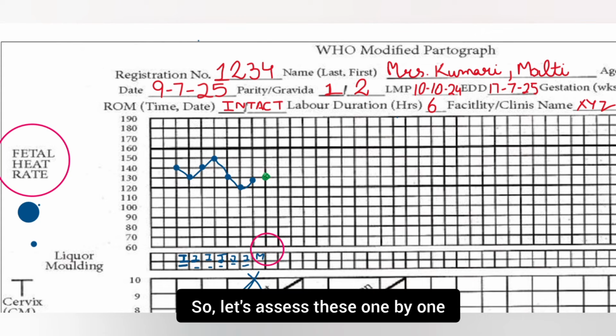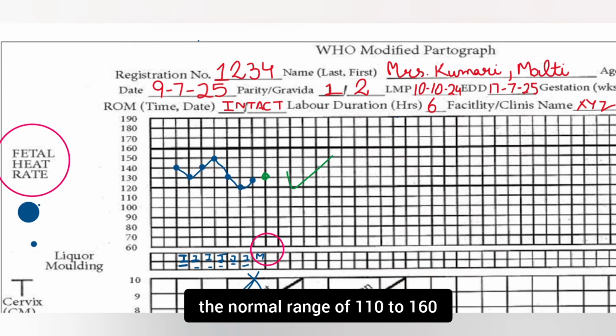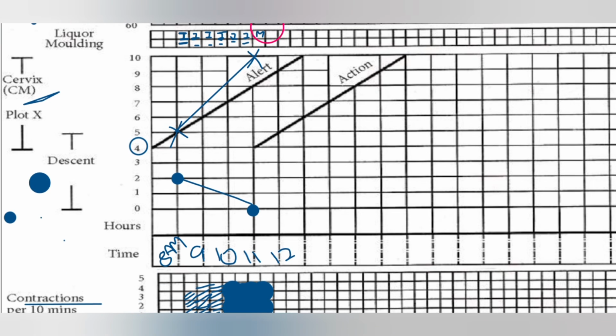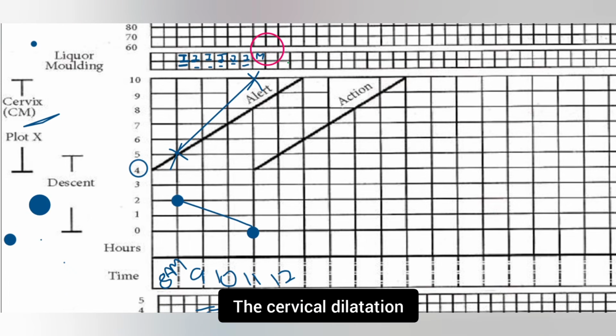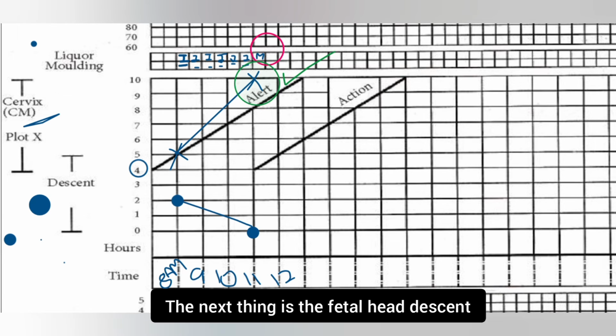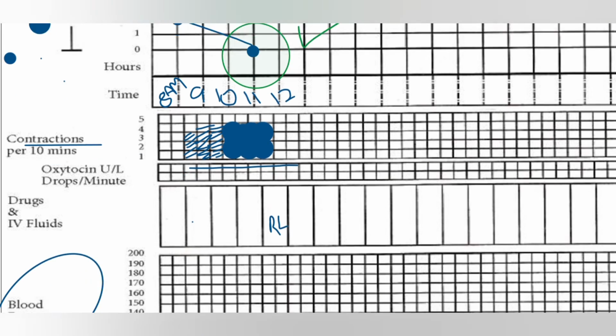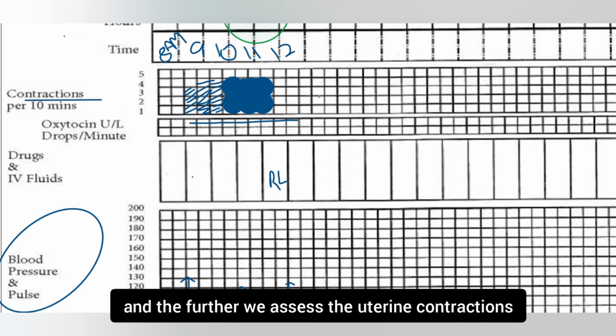So let's assess these one by one. See, the fetal heart rate remained well within the normal range of 110 to 160. The cervical dilatation, if we talk about, it was fully dilated at 10 centimeters. So this is also good. The next thing is the fetal head descent. The fetal head was also well descended and not palpable abdominally, so it's 0. And further we assess the uterine contractions.